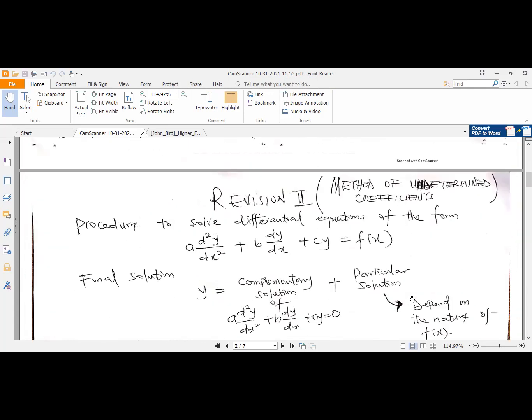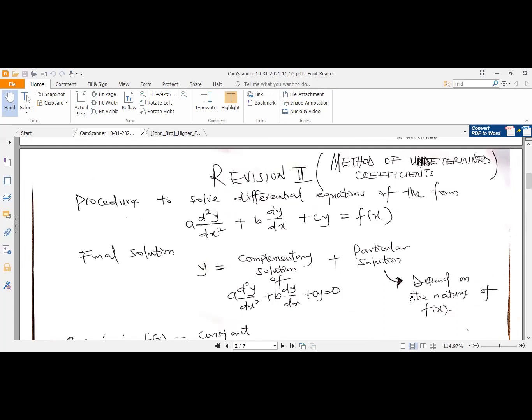So we are going to proceed now to today's class. In today's class, we are going to continue with how to solve non-homogeneous equations. And the method we are using is called the method of undetermined coefficients. So how do we go about it? The first thing is this: the final solution, which is y, must be the addition of the complementary solution and the particular solution. What do I mean by the complementary solution? It means the solution of the problem when f of x is 0.